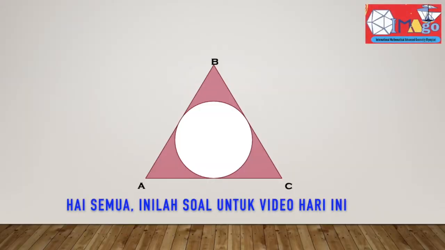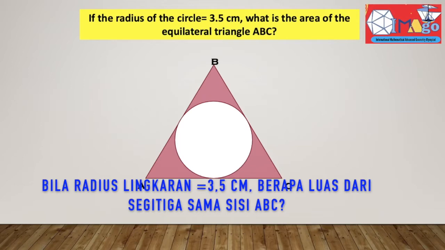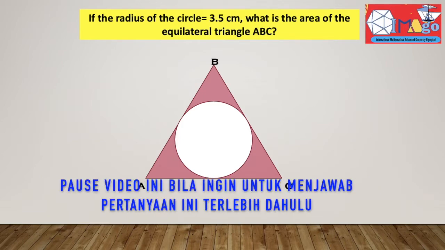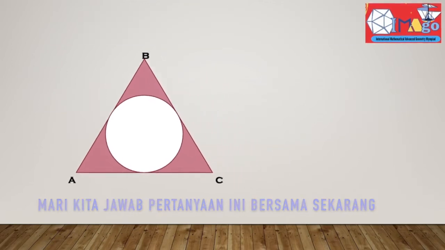Hey everyone, here's the question for today's video. If the radius of the circle is 3.5 cm, what is the area of the equilateral triangle ABC? Pause the video if you want to answer this question first. Now let's answer this question together.